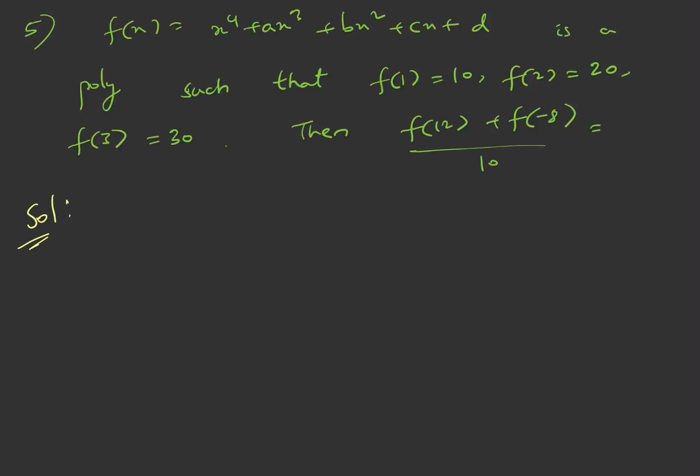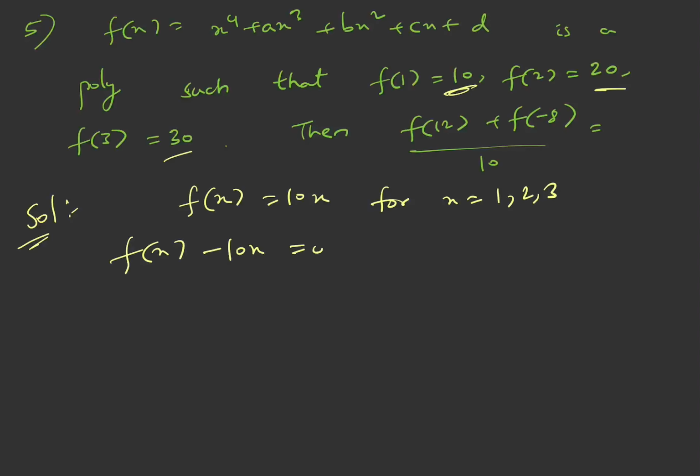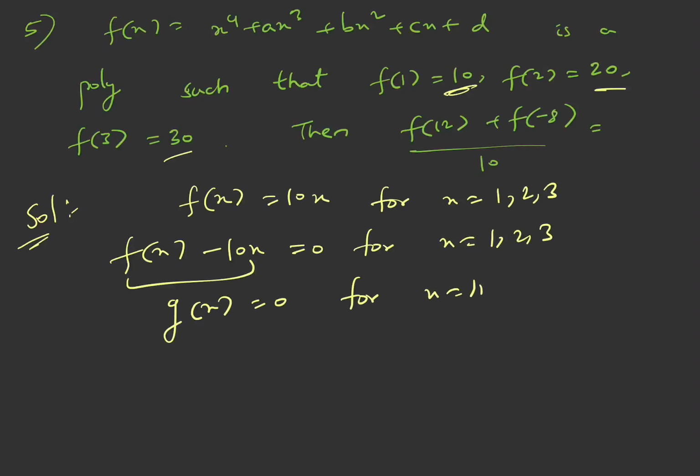Let us try to solve this problem. You can observe that f(x) is equal to 10x for x equal to 1, 2 and 3. You can see the pattern: 10, 20 and 30. So I can say that f(x) minus 10x is 0 for x equal to 1, 2 and 3. Let me call this a new function g(x), which is 0 for x equal to 1, 2 and 3.